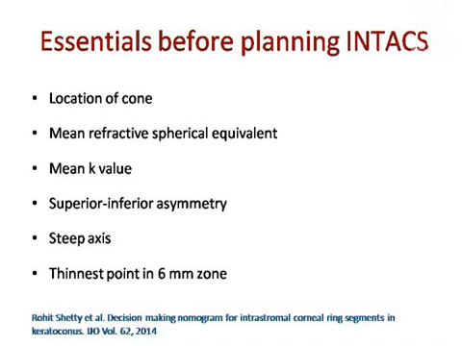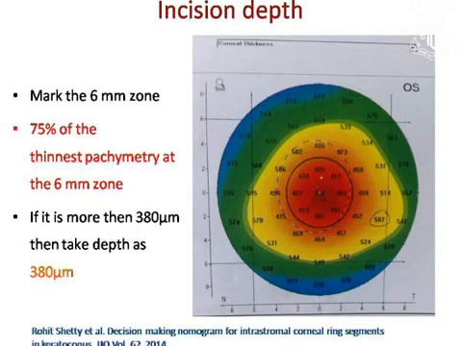First of all, to find the incision depth, we have to mark the 6 mm zone in the corneal thickness map of Pentacam. Like in this map, 507 is the thinnest point in the 6 mm zone in which we need to put the INTACS. Then we have to calculate 75% of this 507, which comes to around 380. Another important thing: if the thickness is coming more than 380, we have to take the depth as 380, because if we put it above that, then the effect won't be that good.